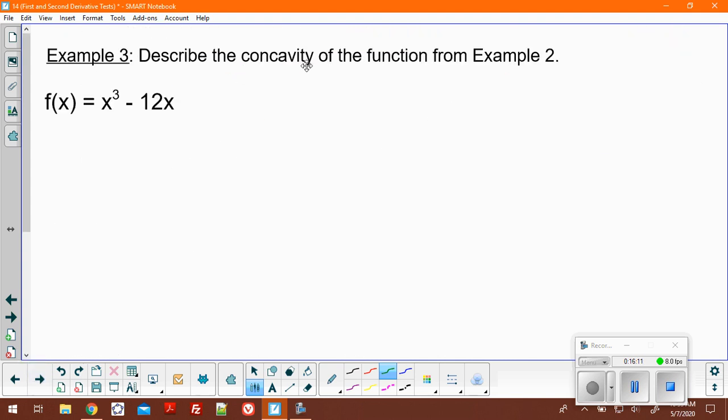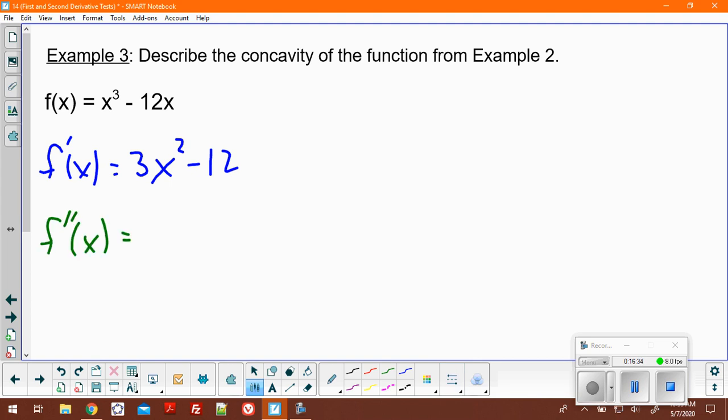Now we're going to describe the concavity of the function we were just talking about. And we did a rough sketch, so we know what we're looking for here. But to review, our first derivative was 3x squared. Our second derivative, so I take this and differentiate again, and I get 6x.